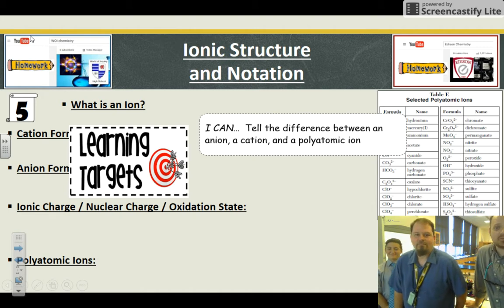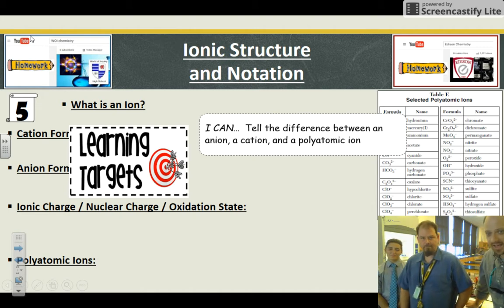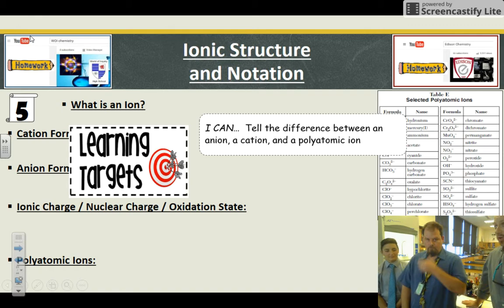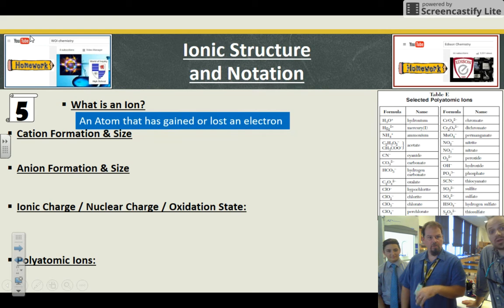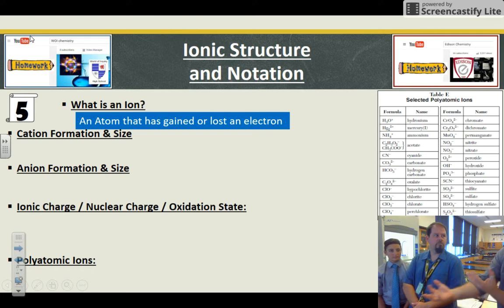You've got to be able to tell the difference between anion, cation, and polyatomic ion. So we're going to start with a definition of what an ion is, so we can differentiate between the others. It's an atom that's gained or lost an electron. So the protons and electrons are no longer in balance. It's no longer neutral. It now either has more protons than electrons and is positively charged, because the protons outweigh, or more electrons than protons and is negatively charged.